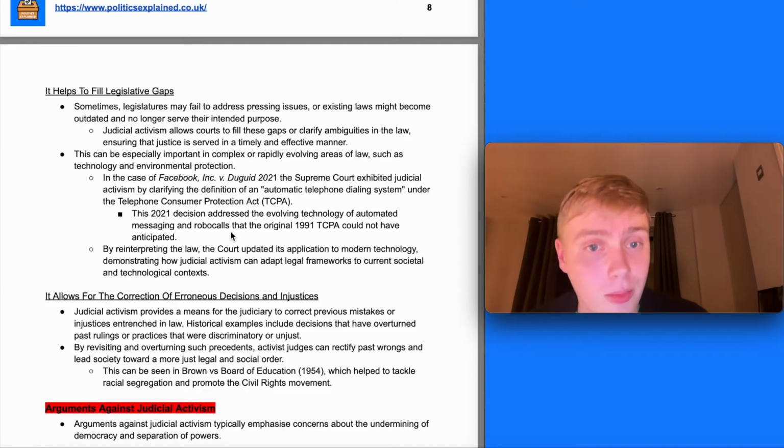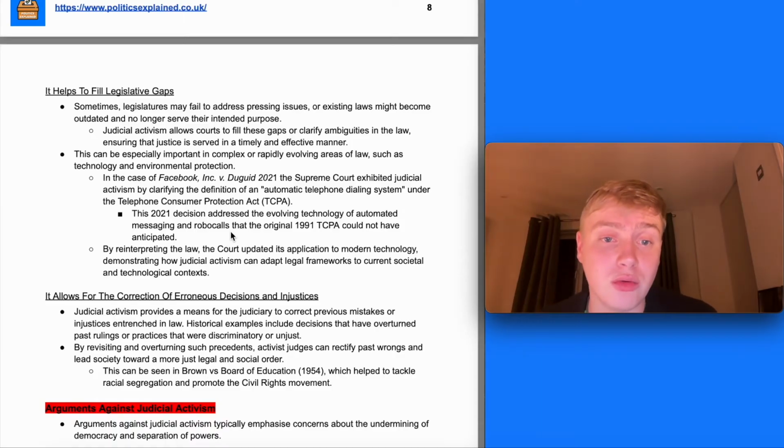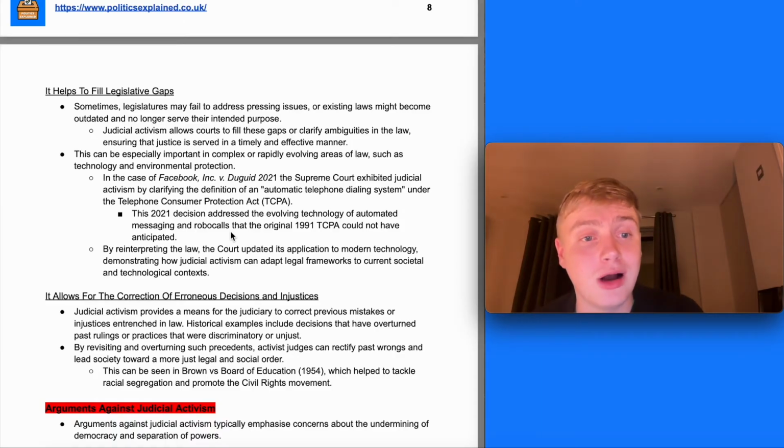And judicial activism allows the courts to fill these gaps or clarify ambiguities in the law, and that's effectively what they're supposed to do, interpret and clarify the law, ensuring that justice can be served. And this can be seen in really important, complex and rapidly evolving areas of law, such as technology and environmental protection. So, for example, in the case of Facebook versus Duguid in 2021, the Supreme Court exhibited judicial activism by clarifying the definition of an automatic telephone dialing system under the Telephone Consumer Protection Act.